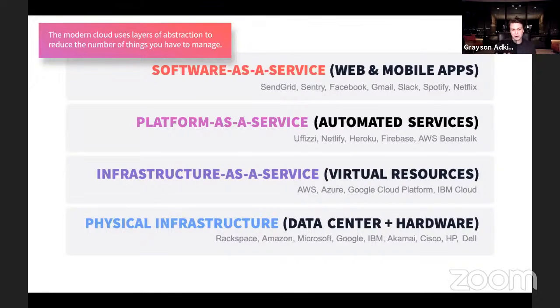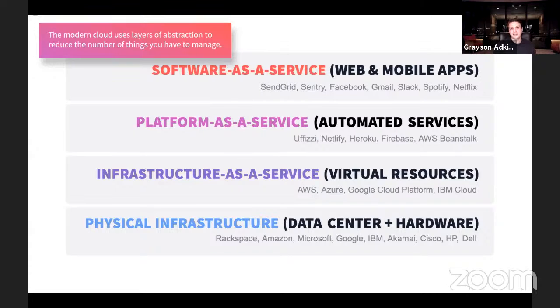If you think about the cloud as a stack, at the bottom of that stack you've got physical infrastructure: you've got a data center, and the hardware that runs in it. Examples of these are Rackspace, Amazon, Microsoft, Google, IBM, Akamai, which is a content delivery network, and Cisco, HP, and Dell, who are making the hardware. Above that, you have all these virtual resources that we talked about: virtual machines, virtual private clouds, virtual availability zones, and other resources.